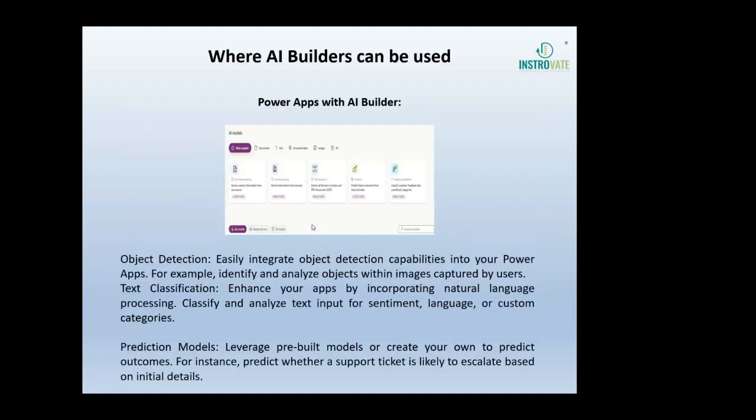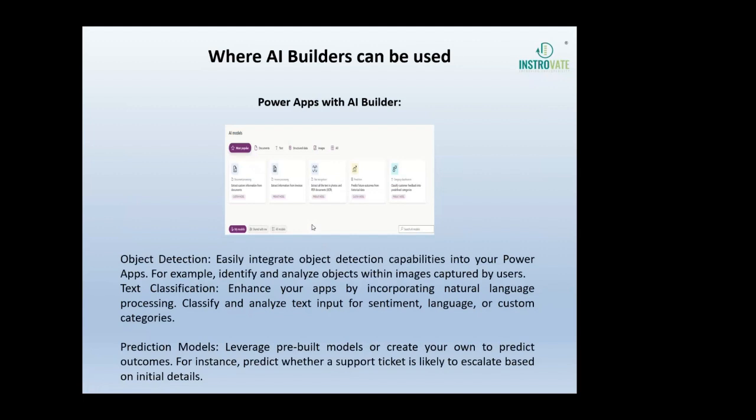So where can AI Builder be used? In Power Apps, so let's see Power Apps with AI Builder. Here we are taking our first model as object detection. It easily integrates object detection capabilities into your Power Application. For example, if you want to identify and analyze objects within images captured by users, here you can use object detection.